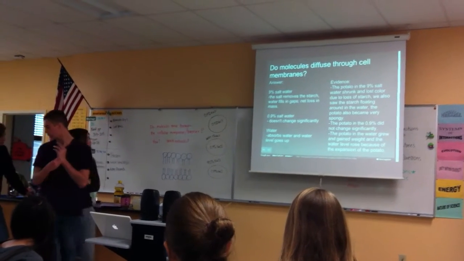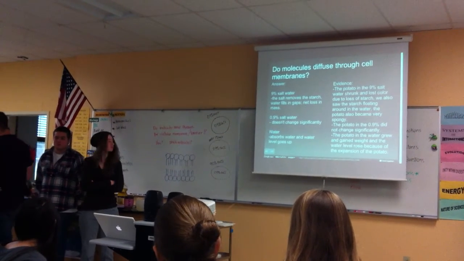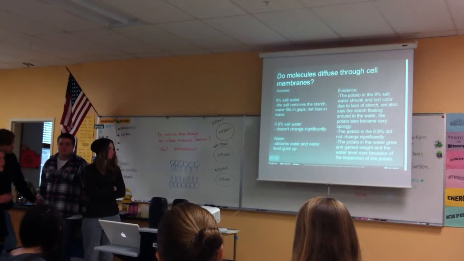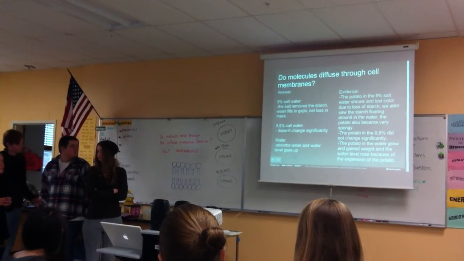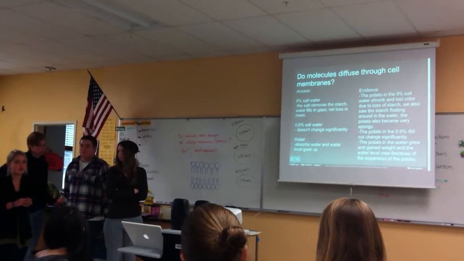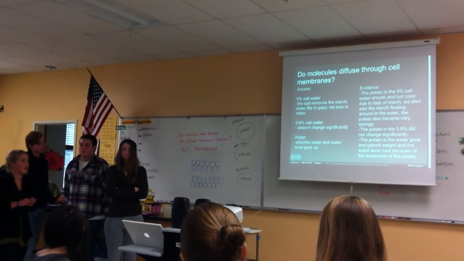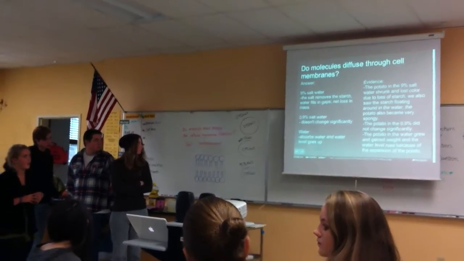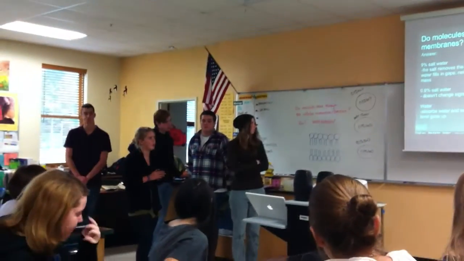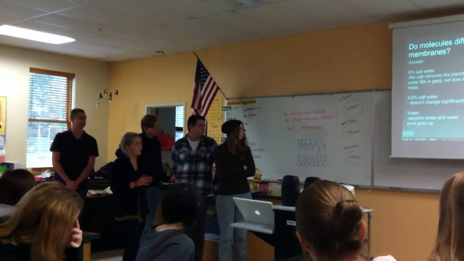So the potato in the 9% salt water shrunk and lost color because of the loss of starch. And we could also see the starch floating around in the water. And the potato became very spongy. And then the 0.9% potato did not change, really. And the potato in the water grew, and it gained weight, and the water level rose.